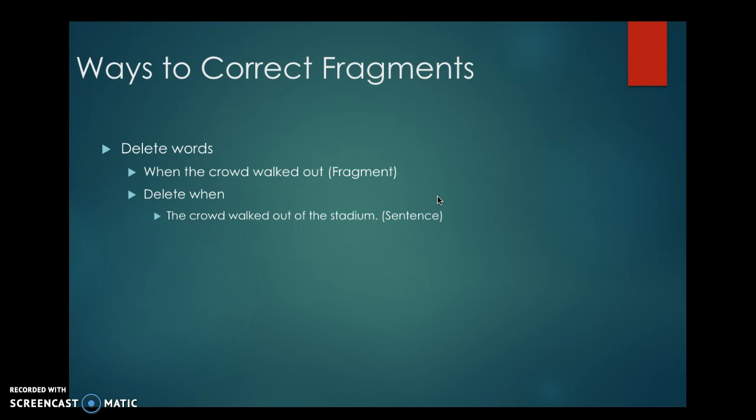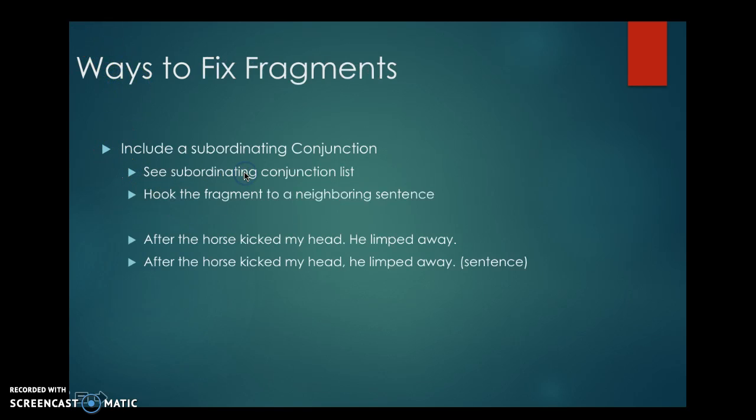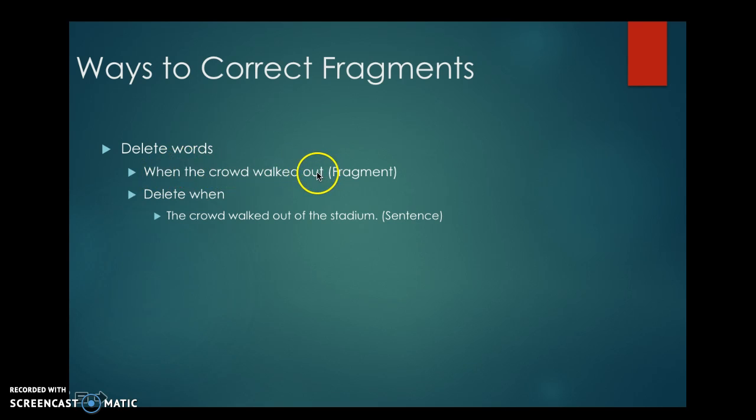Similarly, I can add words, but I can also delete words. I have a handout listed in the list of handouts underneath the sentence part that's called the subordinating conjunction, coordinating conjunction list. What you'll find is a list of these words that make things fragments. If you look at this sentence, "when the crowd walked out," right now that's a sentence fragment. The reason it's a sentence fragment is because it starts with the word "when." If you look at your subordinating conjunction list, "when" is a subordinating conjunction. Anytime I add one of those words from the subordinating conjunction list to a sentence, it automatically makes it a fragment.